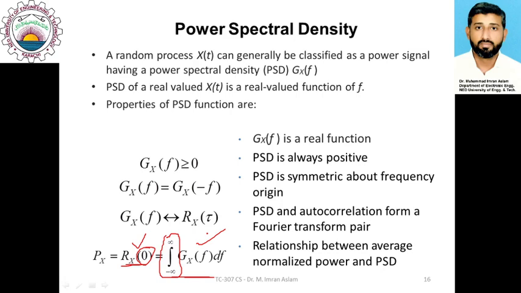So this was the brief discussion related to random processes. I tried to identify some of the important parameters, which are mean, autocorrelation, and power spectral density, that are commonly used to describe a random process. So we stop our discussion here.